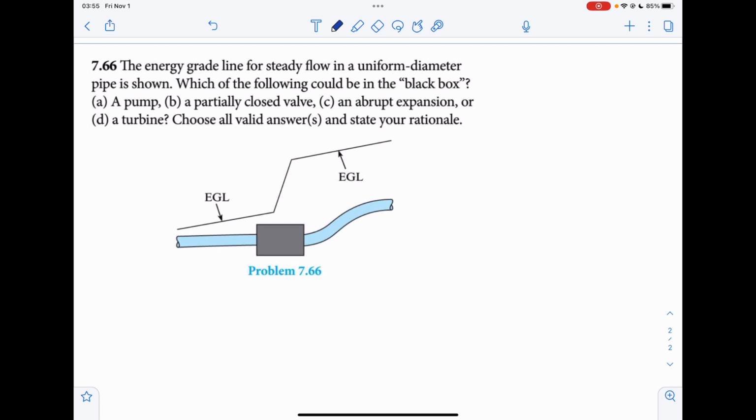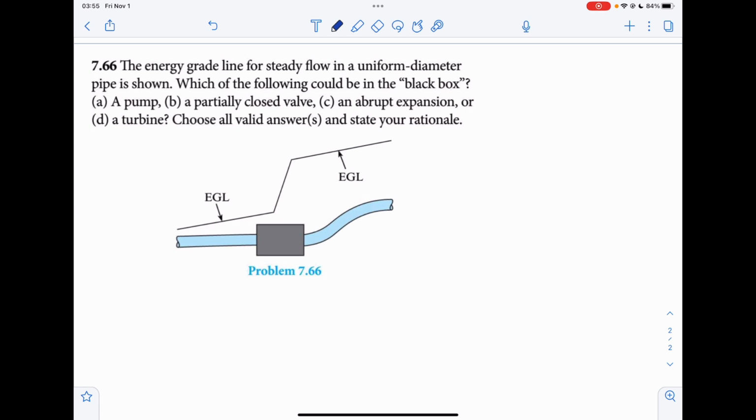Now let's look at problem 7.66. So we have an energy grid line shown in the picture, and we have something in the middle of the pipe. So the problem is asking what it could be. Is it a pump, a partially closed valve, an expansion, or a turbine?